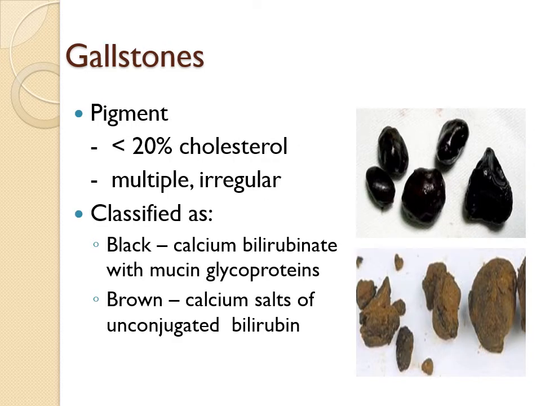On the other hand, pigment gallstones have less than 20% cholesterol. They can be multiple also or irregular in size. So they are classified as black or brown pigment stones. Black pigment stones are comprised mainly of calcium bilirubinate with mucin glycoproteins, while brown pigment stones are more of calcium salts of unconjugated bilirubin.